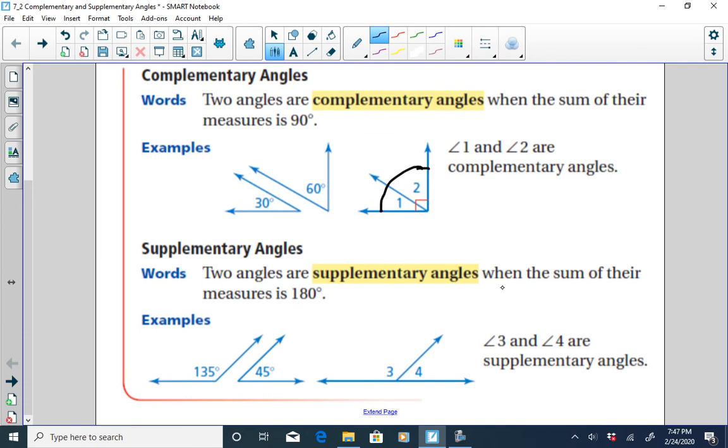Two angles are supplementary when the sum of their angles is 180 degrees. So if you have an angle that measures 135 degrees and an angle that measures 45 degrees, 135 plus 45 is equal to 180 degrees.